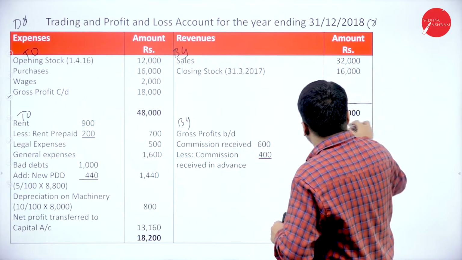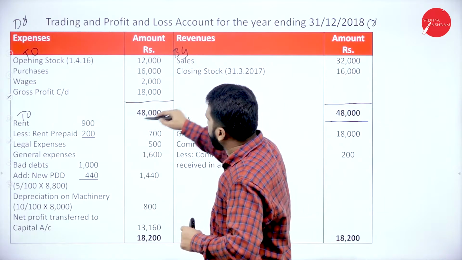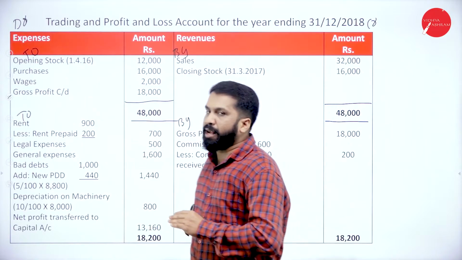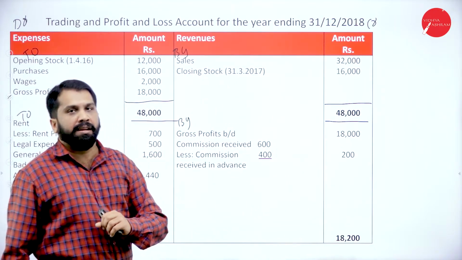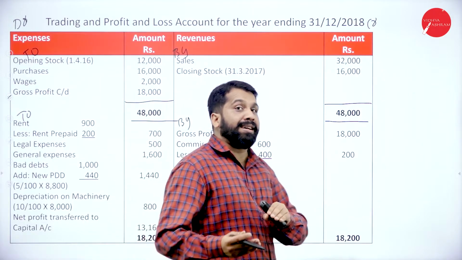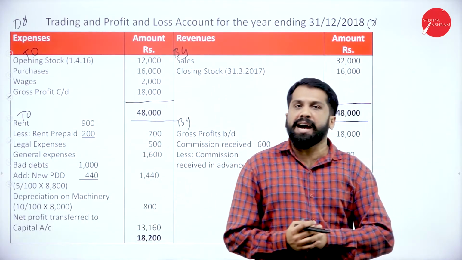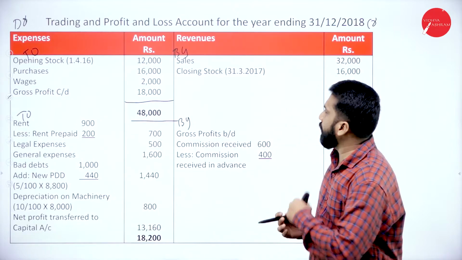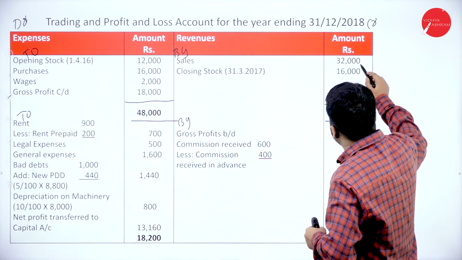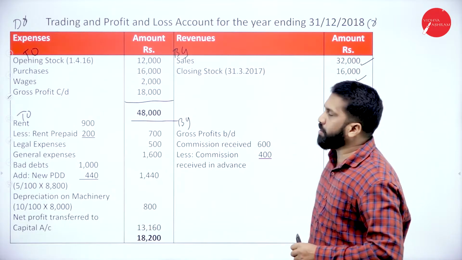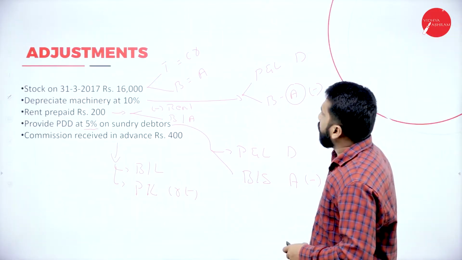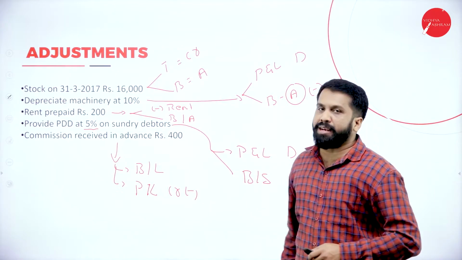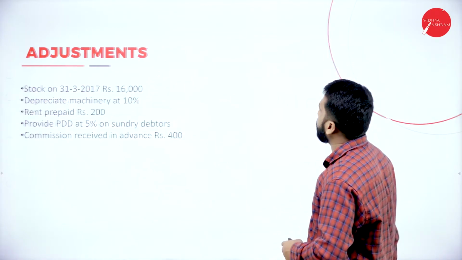So this is your trading account. We'll finish it up. Now, as I told you, there are no adjustments like outstanding or prepaid for trading, and there is no adjustment like return of purchase and return of sales. Now, so your sales 32 plus 16,000 your closing. Where do you get your closing? I'll go back. So in your adjustment, you will get your closing 16,000.